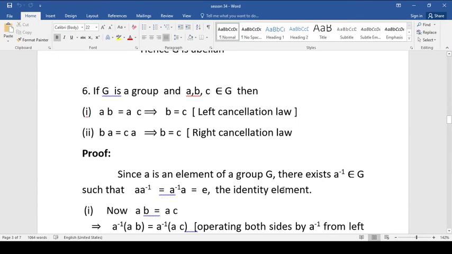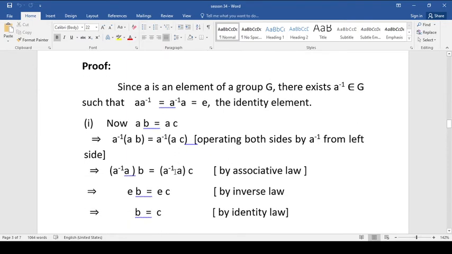So next, the sixth property. In a group G, and a, b, c the three elements belong to G, then ab is equal to ac implies b is equal to c. So here we are going to cancel a. That means it is also called the left cancellation law. And the second property in this itself: if ba is equal to ca, then it implies b is equal to c. That is the right cancellation law.